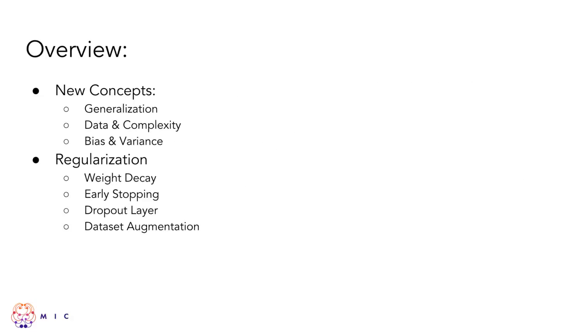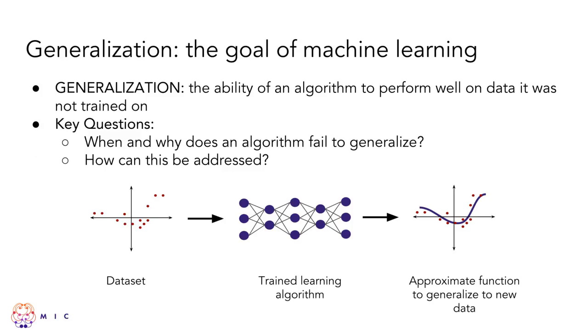Okay. So before I get into what regularization actually is, we need to go over a couple of new concepts. So I'm going to talk about generalization, data and complexity, bias and variance, and then we're going to go into a couple of specific regularization techniques like weight decay, early stopping, dropout layer, and dataset augmentation. So feel free to stop me at any point with questions. Okay, so we're going to start with generalization.